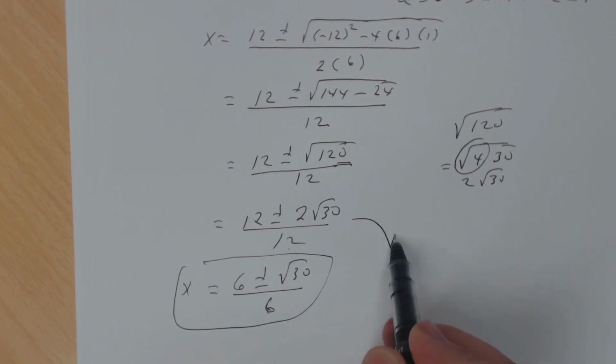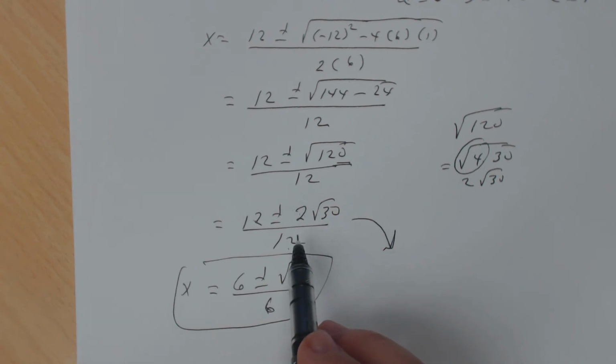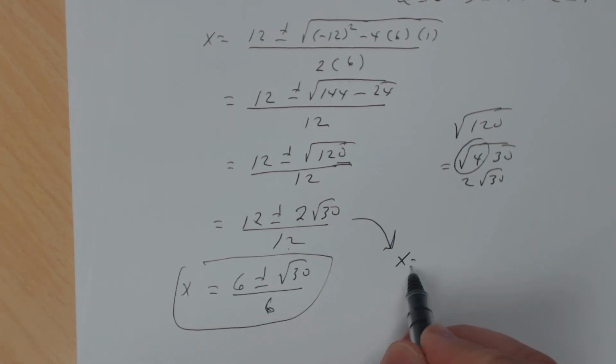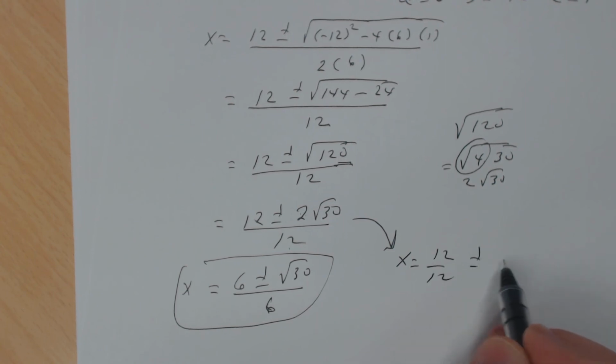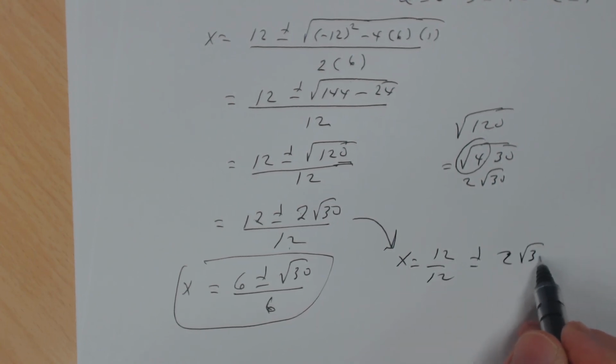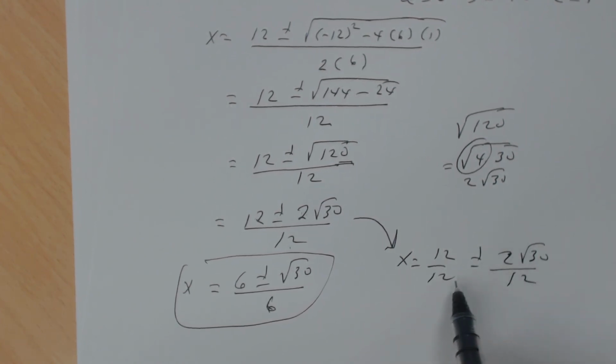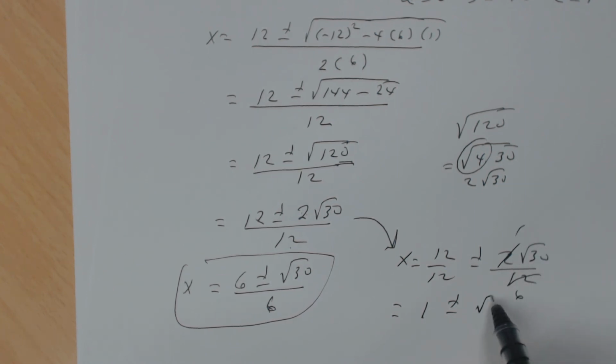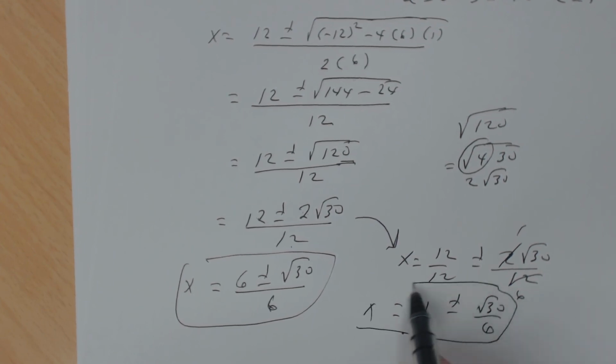Now, if you wanted to, at this point right here, you could have said 12 divided by 12 plus or minus 2 square root of 30 divided by 12, and then reduce. 12 divided by 12 is 1, plus or minus 2 divided by 12. Let's see, that's going to be 1, that's going to be 6 when you reduce. So you get the square root of 30 divided by 6. All right, so that's another way of writing the answer.